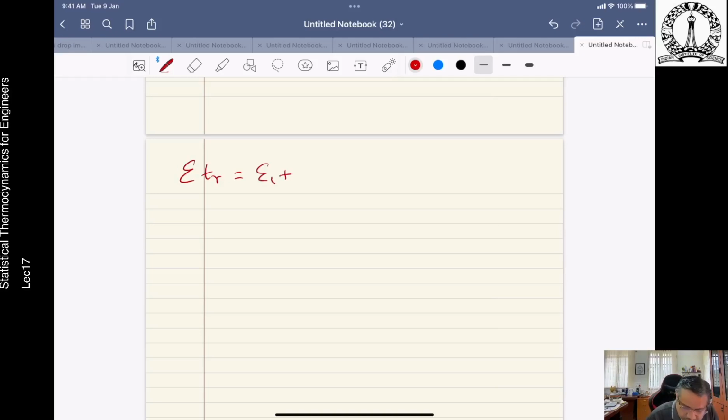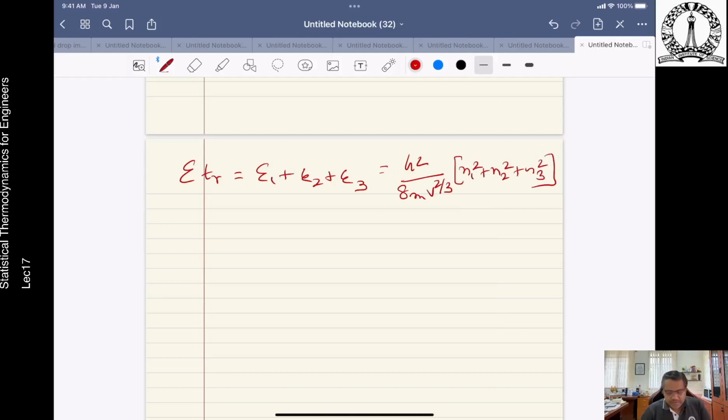E_TR is E1 plus E2 plus E3, which is equal to h squared over 8m V to the power of 2/3 times (n1 squared plus n2 squared plus n3 squared). Here V is equal to L cubed, which is the volume of the cube, and n1, n2, n3 are translational quantum numbers.